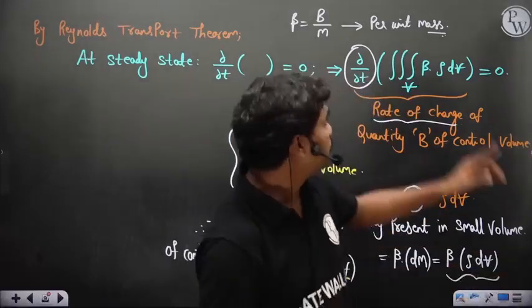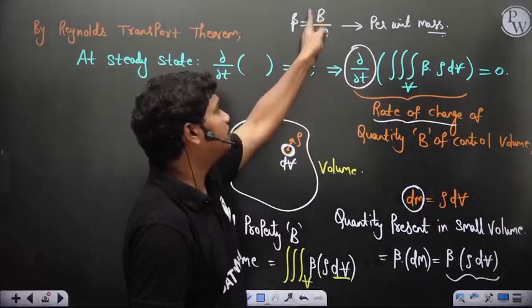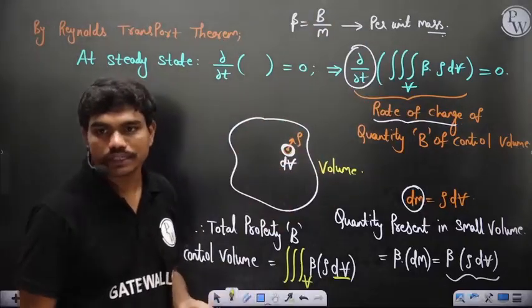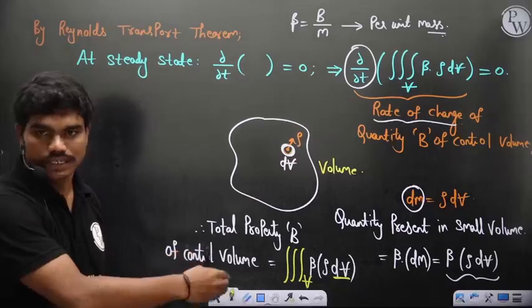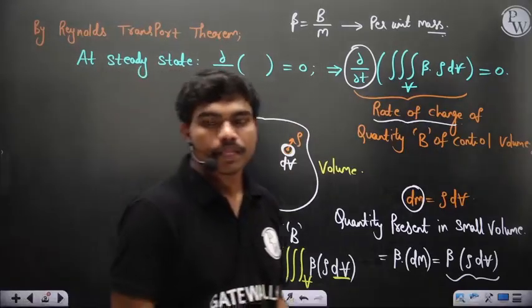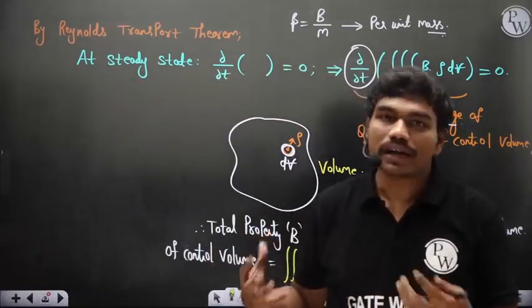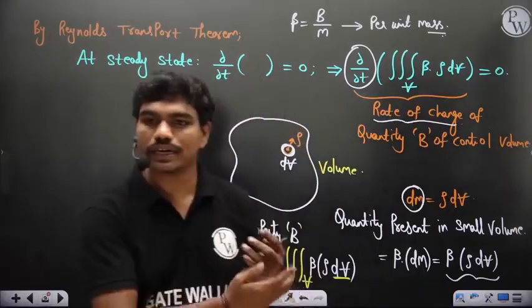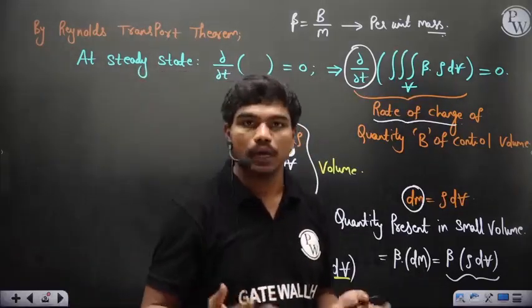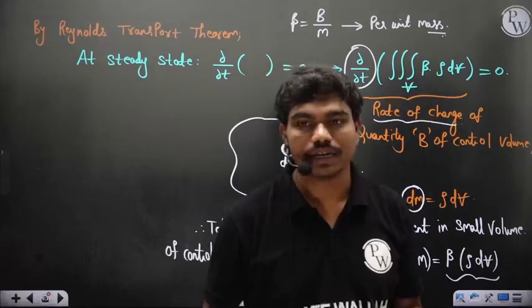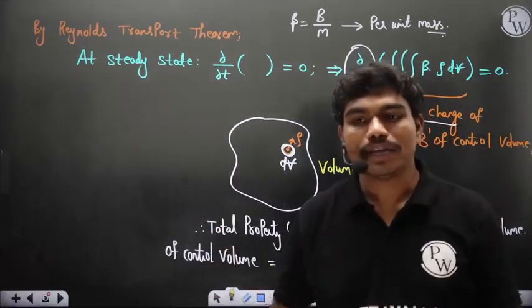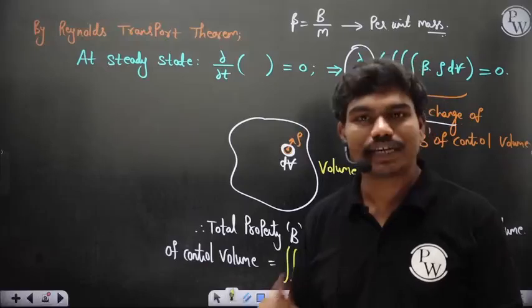What is beta here? Beta is the value of the property, capital B, per unit mass. So please take 2 or 3 minutes to note it down. Yeah, please write it. It's okay, I understand. Suppose capital B is momentum. Then momentum per unit mass is velocity, so beta will be velocity. Suppose capital B is angular momentum, then at that time beta will be r cross V. Suppose capital B is the mass of the system itself, then beta will be 1.